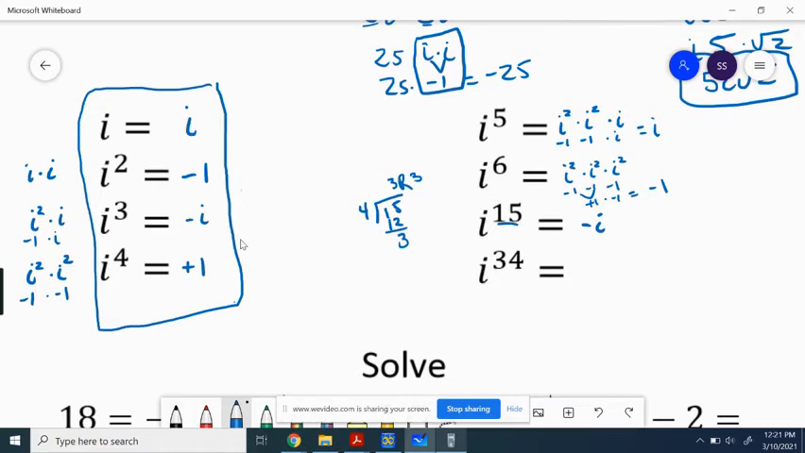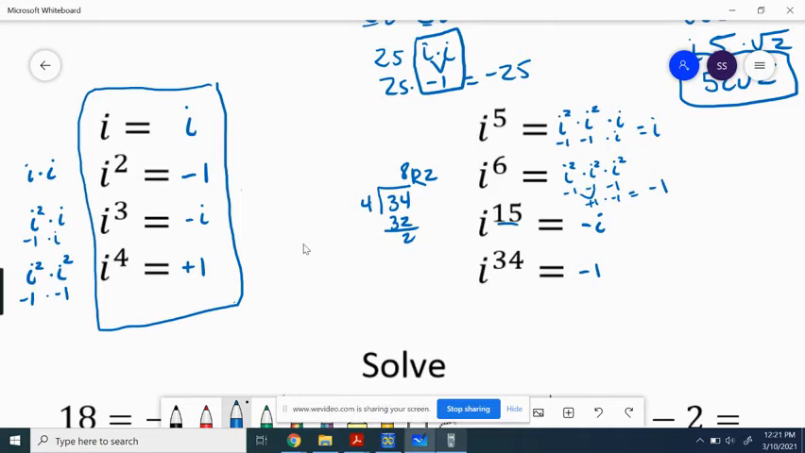All right, how about i to the 34th? Well, let's see how many times 4 goes into 34. Looks like 8 times. 4 times 8 is 32 with a remainder of 2. So that means it goes through 8 cycles of 4, right? And then we have a remainder of 2. So that would leave us with 1, 2. i squared is -1. So i to the 34th power is going to equal -1.